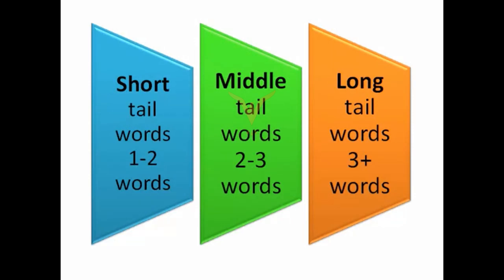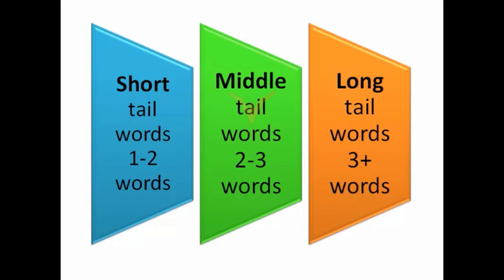The first one is short tail keywords, the second one is middle tail keywords, and the third one is long tail keywords. Now, what are short tail, middle tail, and long tail keywords? We'll go through them one by one. Let us start with short tail keywords. Short tail keywords means keywords with one or two words.